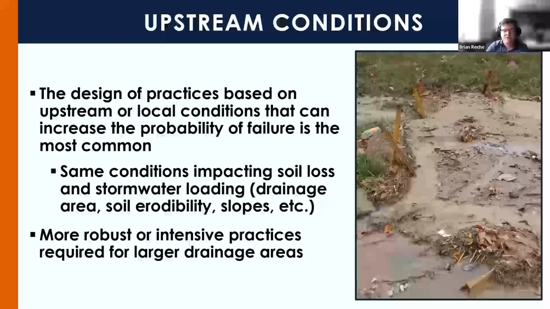So the most common risk-based design guidance we found was based on upstream conditions. Typically, there's those same conditions that impact our stormwater runoff volumes and sediment loading, such as large drainage areas, erosive soils, high rainfall rates, or steep slopes. Kind of the most common type of guidance we saw was the selection of more robust practices based on those, such as a larger sediment basin instead of a sediment trap if you have a larger upstream drainage area.